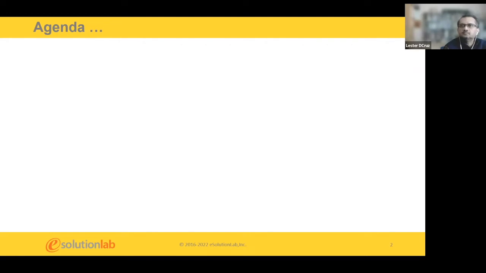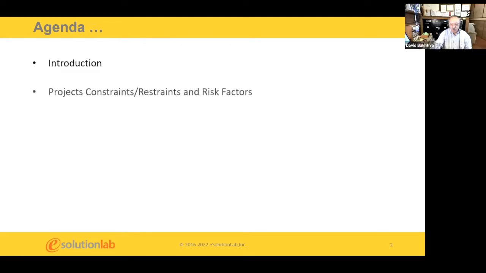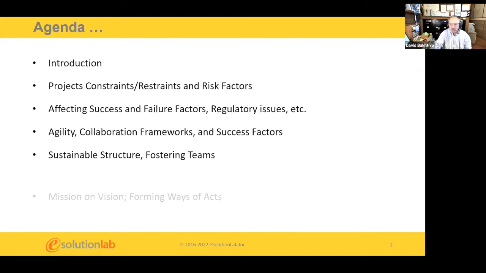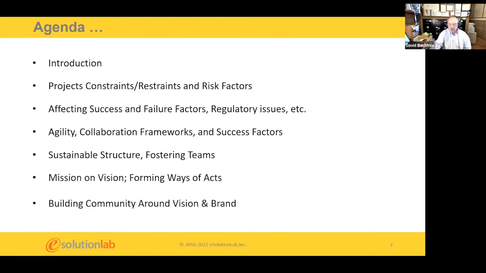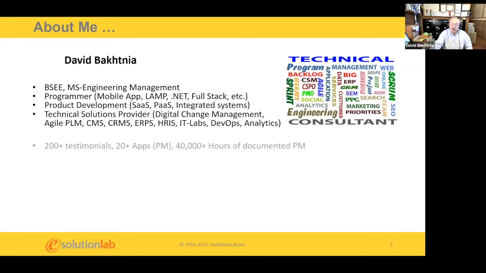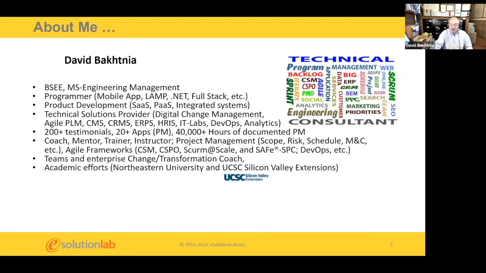I appreciate that. For today, we're going to go through a very brief introduction about the constraints and restraints affecting different success and failure factors, the sustainability of different structures, and how we foster teams. What are the mission and vision? How do we form? What do we do about the way of what we're doing? In IBM forms, it's called way of work. And then we dive into building the Agile.